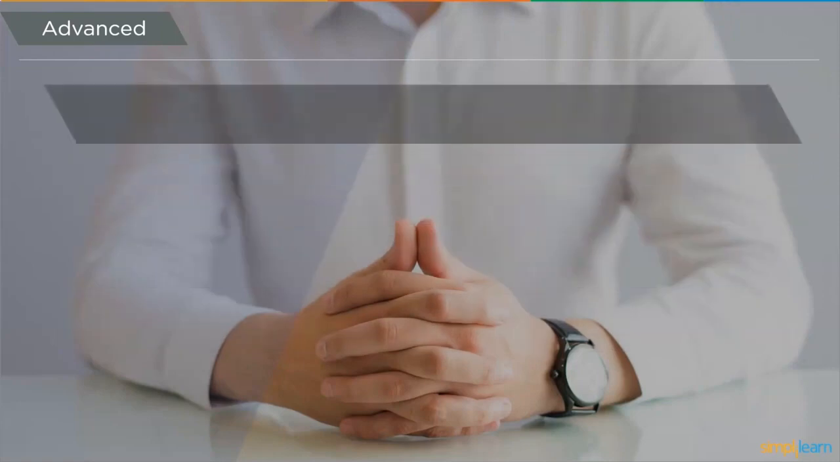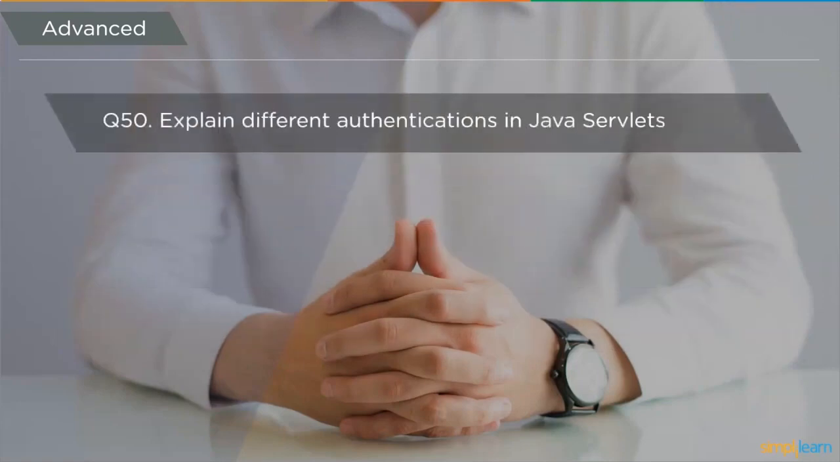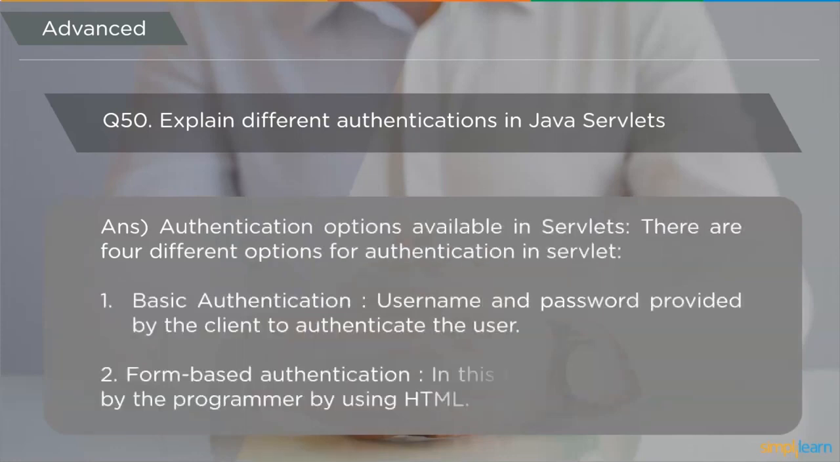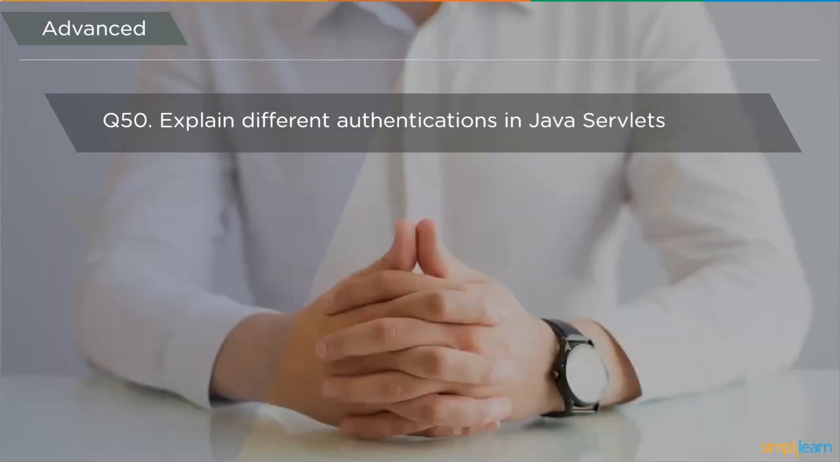So the last question in our list is, explain the different authentications in Java servlets. So the answer for this question is, authentication options available in servlets are as follows. The first one is basic authentication. The basic authentication consists of username and password provided by the client to authenticate as the user. The second one is form-based authentication. In this particular type of authentication, the login form is made by the programmer by using HTML.